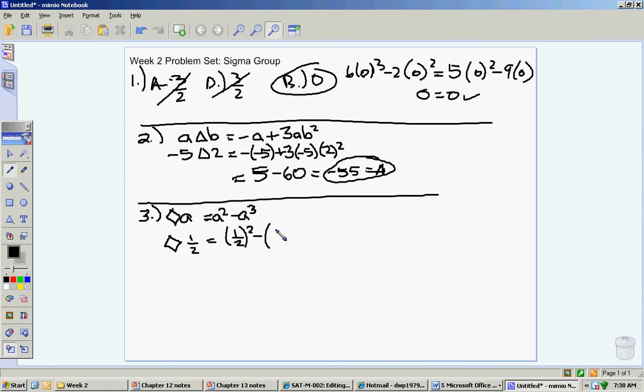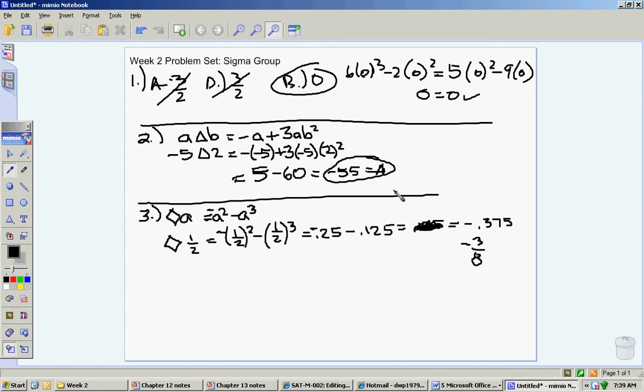We have 1/2 squared. Well, that's 1/4, or 0.25. We have minus 1/2 to the third. That's going to be 1/8, or 0.125, giving us 0.125 as our answer, which corresponds to, oops, did I write this wrong? I did, didn't I? That should be negative there. So we have 1/4 minus 1/8, giving us there, instead of 0.125, negative 0.375, which is the same as -3/8, which is answer choice B.